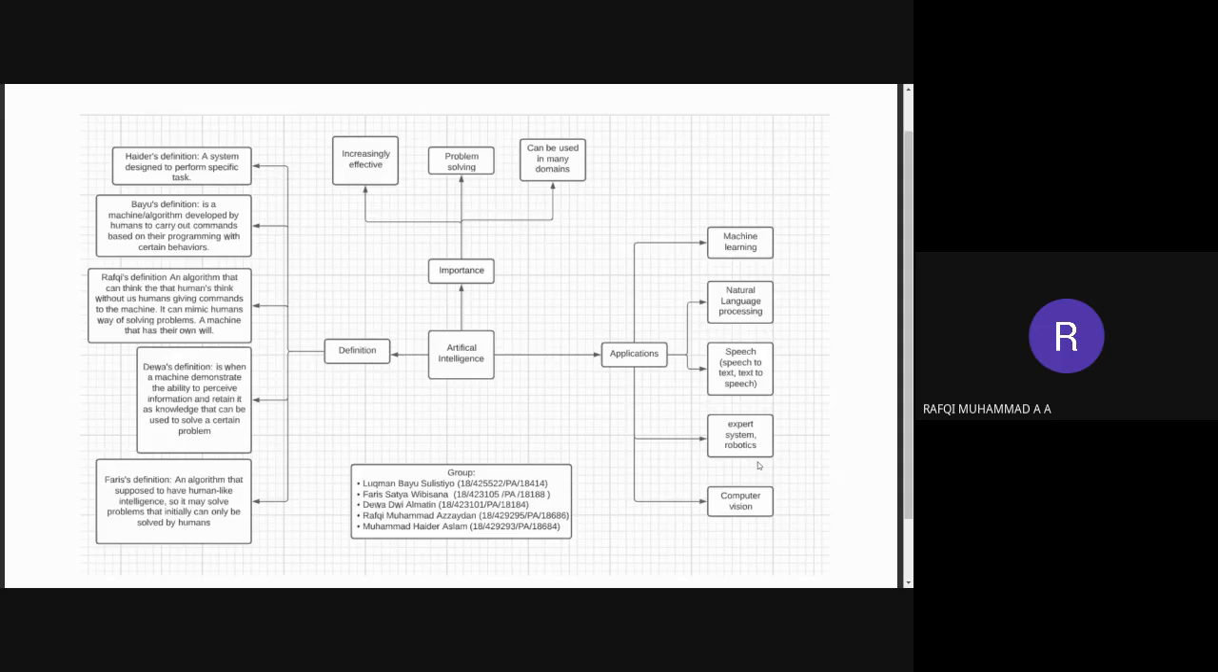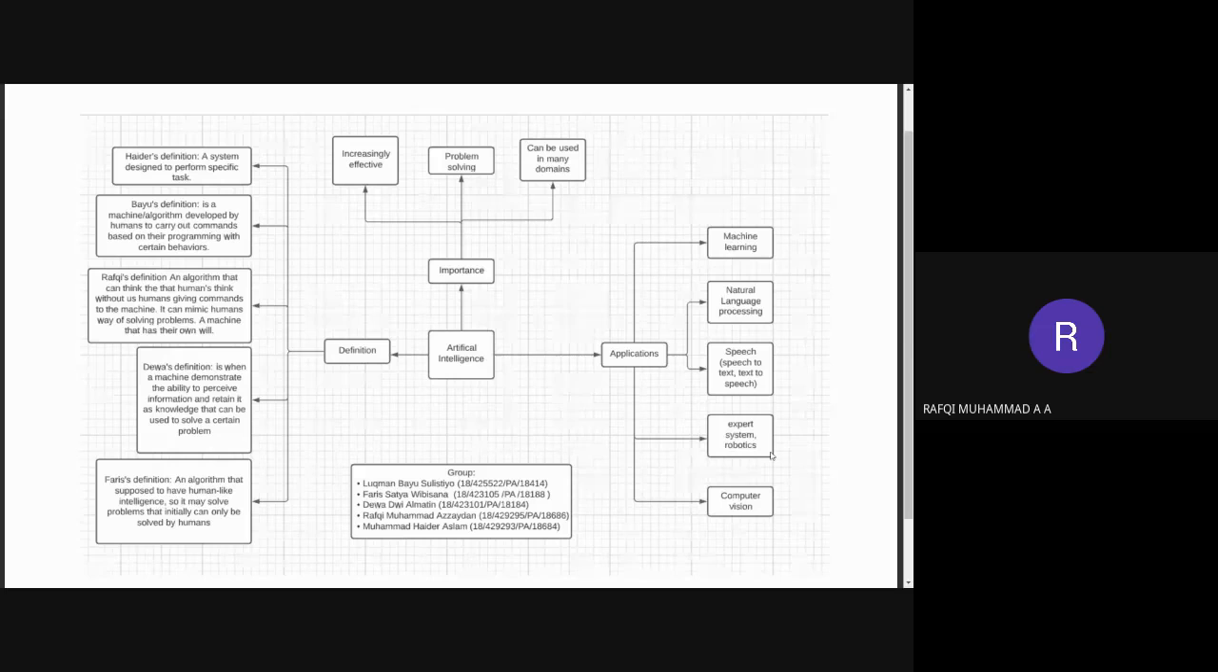NLP itself deals with the interaction between computers and humans using natural language. The ultimate objective of NLP is to read, decipher, understand, and make sense of human languages in a manner that is valuable. Machine learning and NLP are quite similar and correspond to each other, because NLP techniques rely on machine learning to derive meaning from human languages. There are three more, such as speech to text, expert systems, robotics, and computer vision.